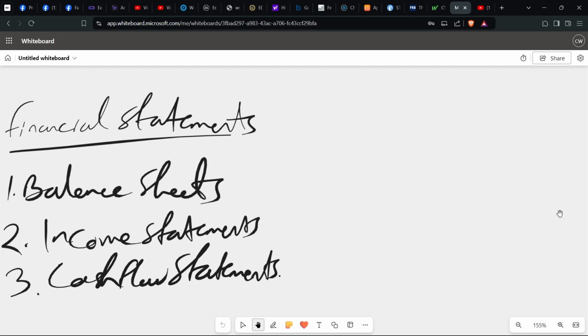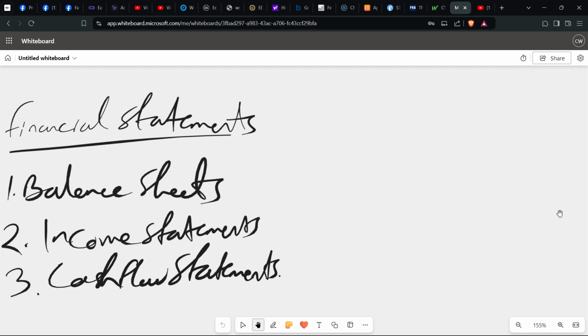So there are three main financial statements, and we're going to go over them. Balance sheets, income statements, cash flow statements. These are the three main ones. So let's start by looking at the balance sheet. Don't worry, currently at this time, I'm only going to look at the general definition and then I will start talking about the balance sheet and then the others will come later.